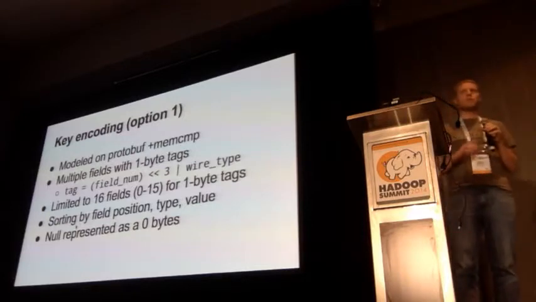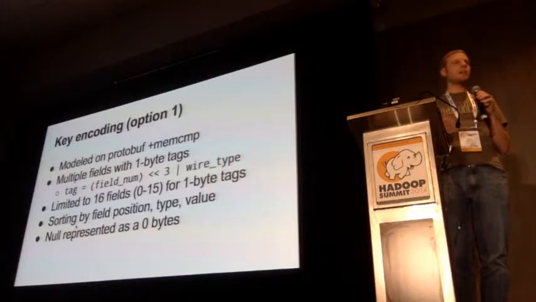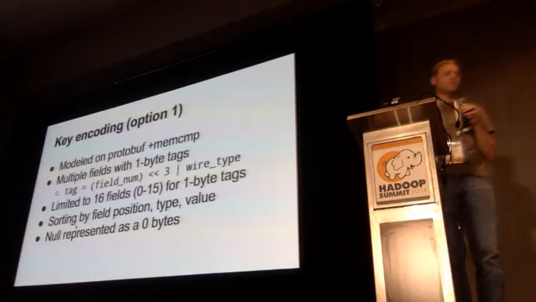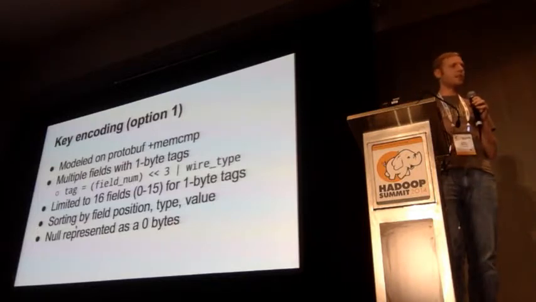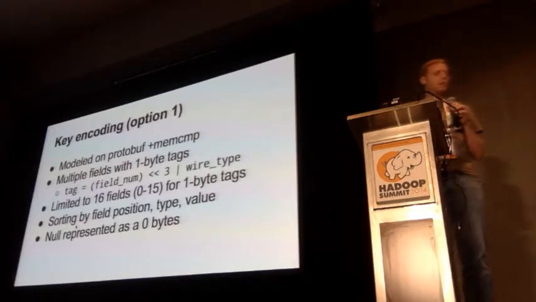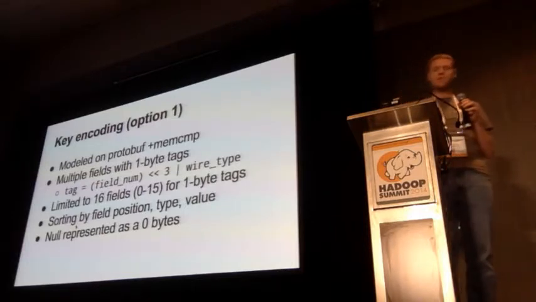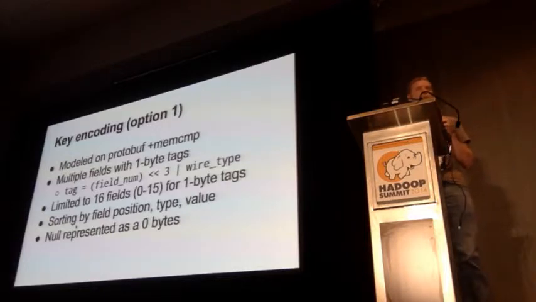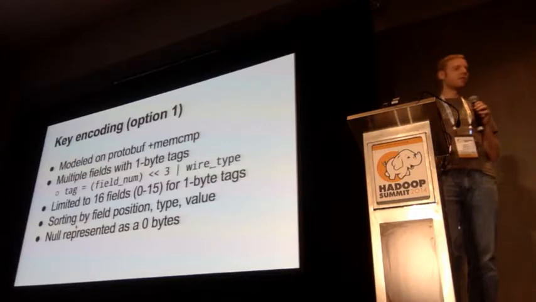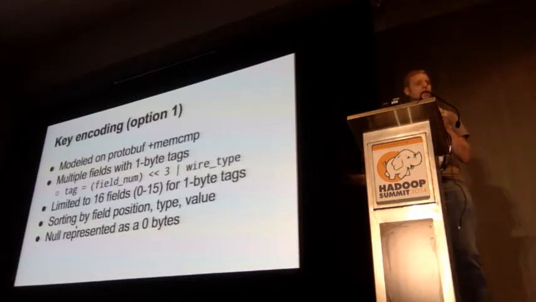Next, we want to take these mem-comparable primitives and stack them up to have key encodings. So for the key encoding, we have two options that we've discussed so far, and I'm going to present both of those because part of what we need to solve, hopefully in discussion later, is which of these encodings is going to be better, what we can read up for this specification. So the first one is modeled basically on protobuf, but using mem-comparable types underneath.